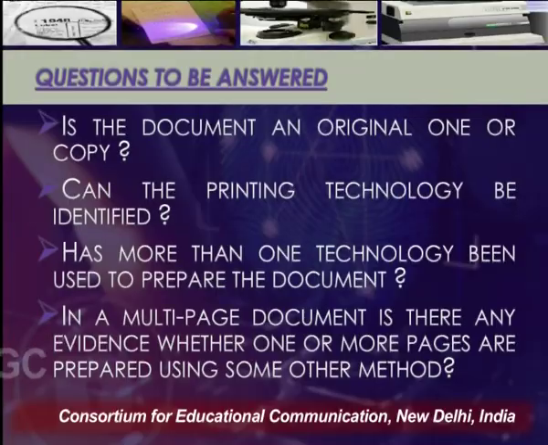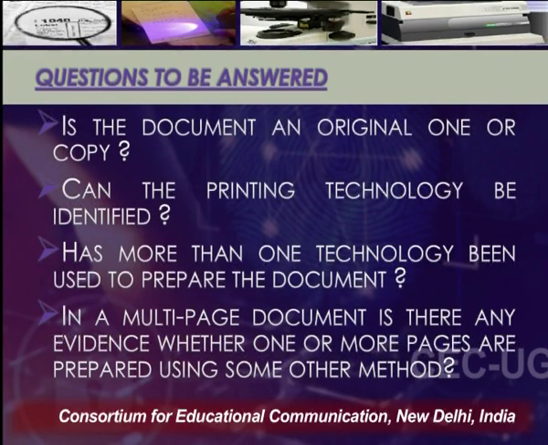So, being a questioned document examiner, there are various questions which have to be answered. Firstly, is the document an original one or a copy? For example, just to elaborate, there is a degree from a college. If someone has forged that degree, then we have to see whether this printed degree was given to the student or he has forged or made a copy of this degree.